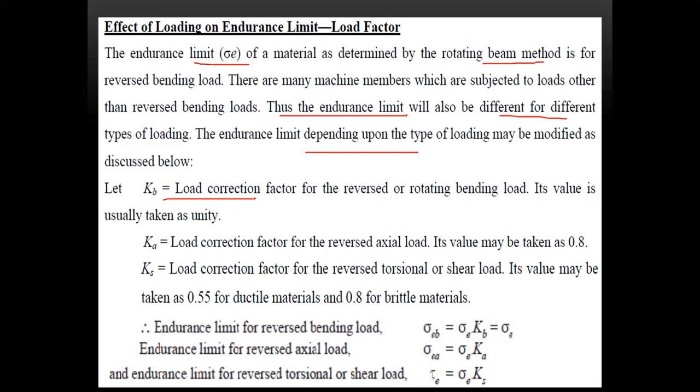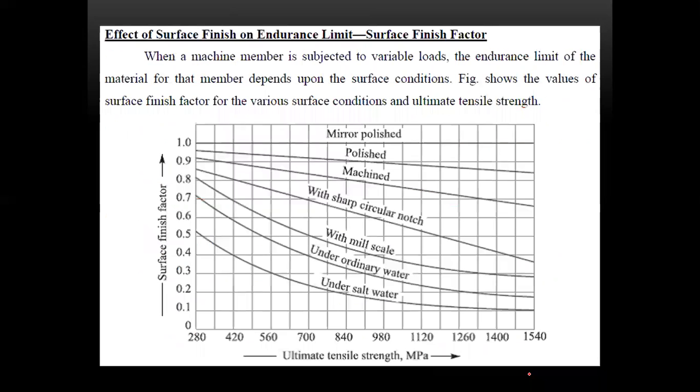KB is a load correction factor for reversed rotating or bending load. KA is the load correction factor for reversed axial load. KS is the load factor for reversed shear load. Taking 0.55 for ductile materials and 0.8 for brittle materials, the endurance limit for axial load and the endurance limit for reversed torsional load are given by these values.